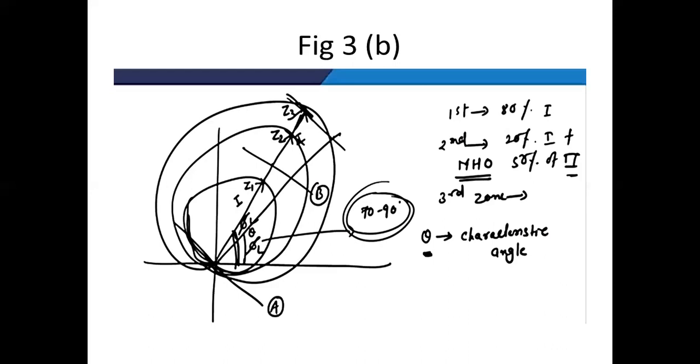If I just consider the second relay R2, then the first zone of the relay R2 is 80% from the bus B, and the second zone is the time delay of R3, that is 300 to 600 millisecond.